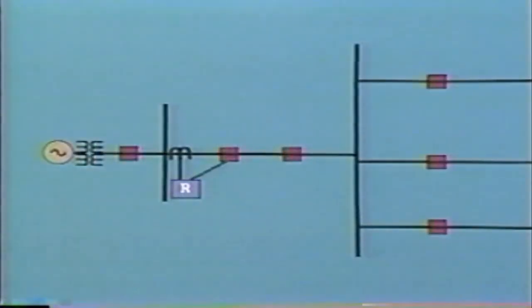In each zone, primary protection is installed to protect the equipment within that zone. In addition to this, backup protection is provided from other relays or from duplicate relays.